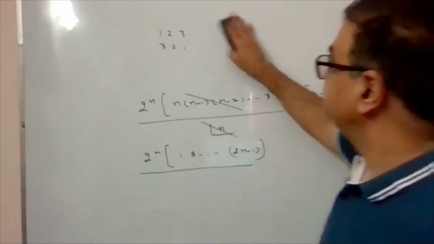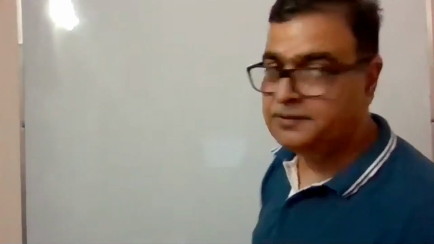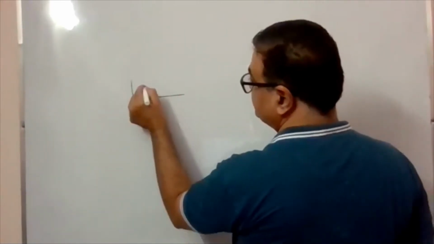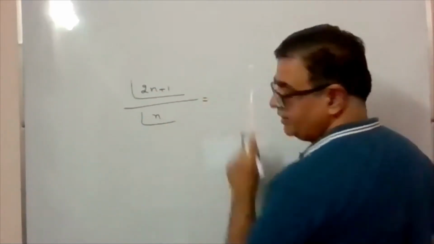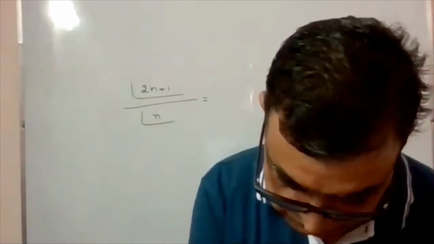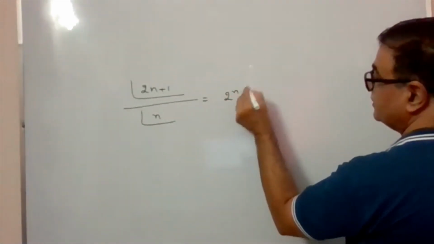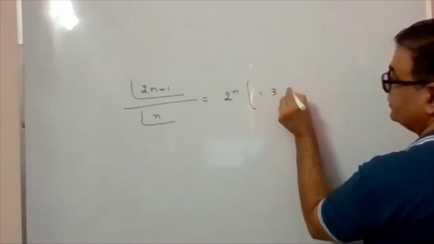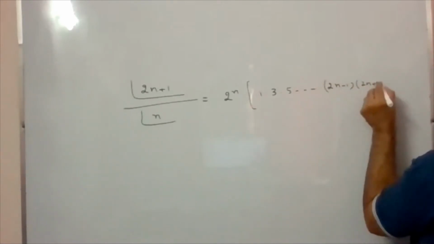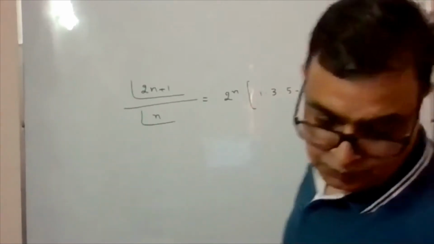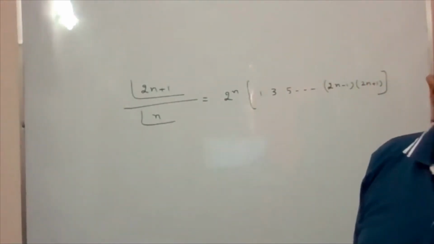Another question, please. Prove that factorial 2n plus 1 by factorial n is equal to 2 power n into 1, 3, 5 till 2n minus 1 into 2n plus 1. This you have to do. So that's the odd term example. Yes, please do it.